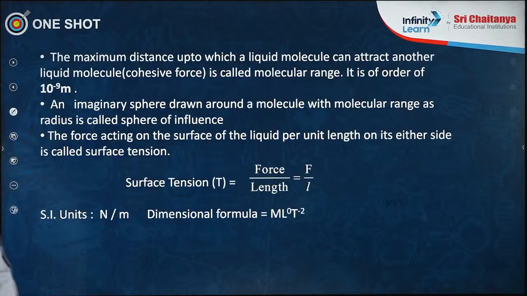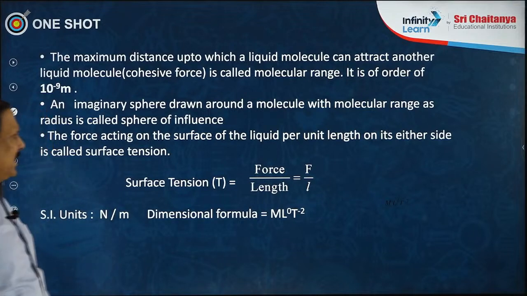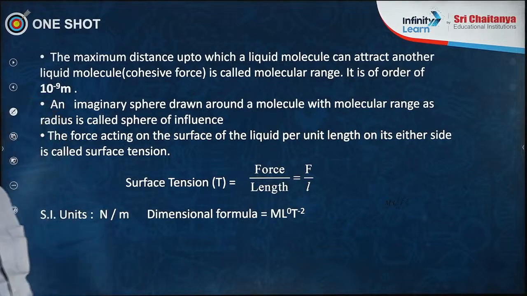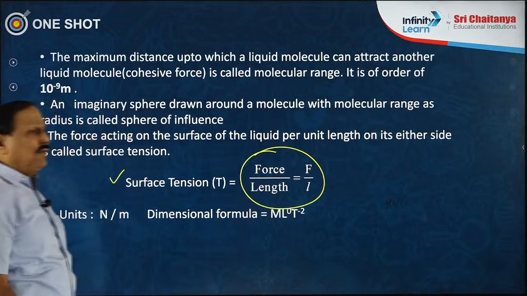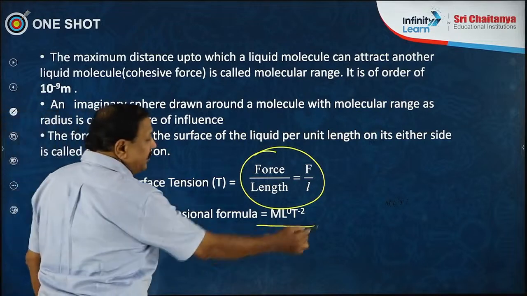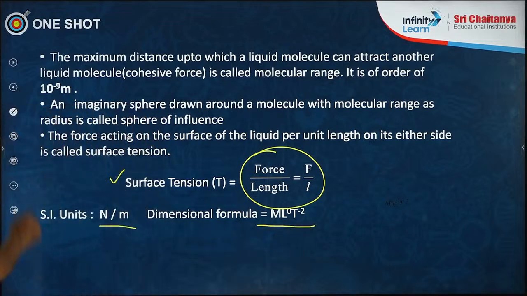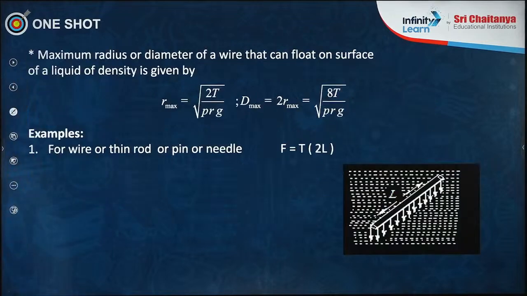Next, a few definitions like molecular range and sphere of influence are there, but they are not that important for the NEET exam, because here we are focusing only on NEET. Anyway, the basic definition of surface tension you must learn: it is the force acting on the liquid surface per unit length. Of course, Newton per meter is the unit, and you have to learn the dimensional formula, because units and dimensions are also part of our syllabus.